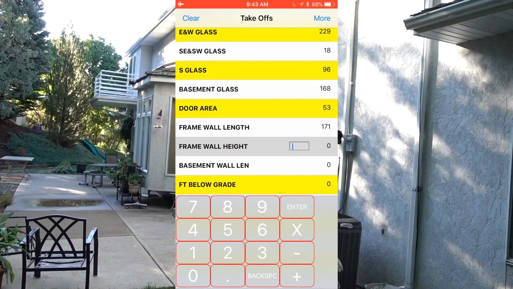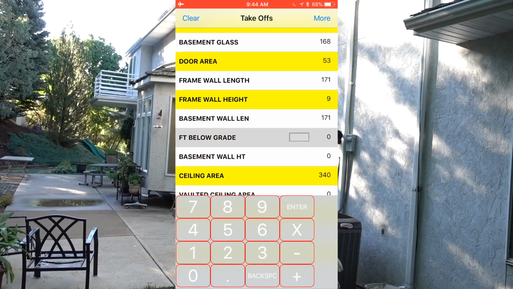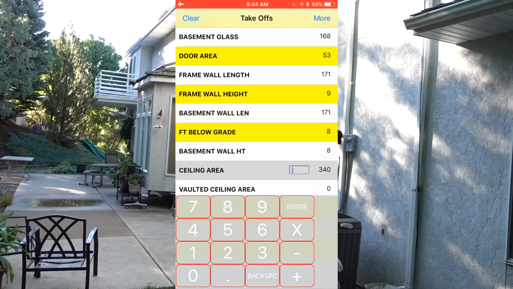Okay, now frame wall height is going to be a 9-foot height. And the basement mirrors the main floor. Except for maybe the kick out, but we won't worry about that. Not the kick out, the bay window in the back. So I'm going to say 171 feet. And the feet below grade is going to be, it is actually fully below grade on all sides. 8 foot and 8 foot height.